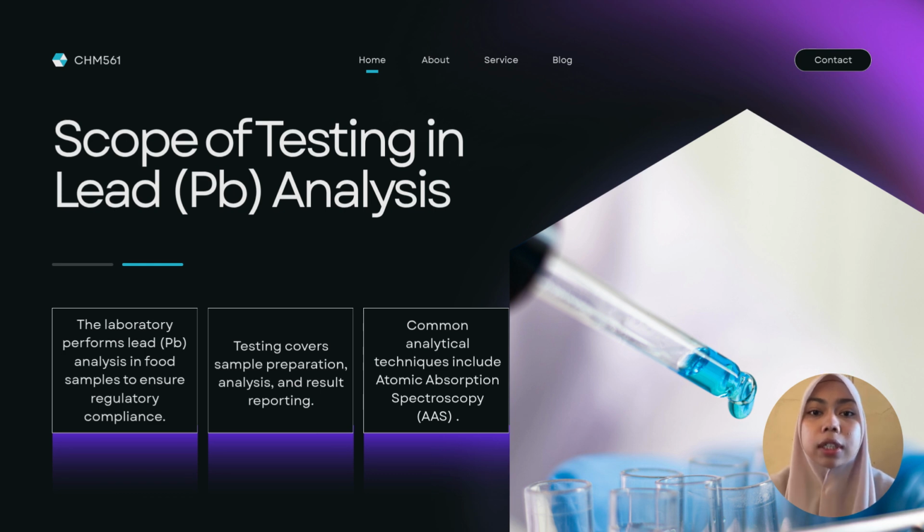We are moving on to the scope of testing. The scope of testing includes determining the concentration of lead in canned sardines to ensure that it complies with national and international food safety regulations.